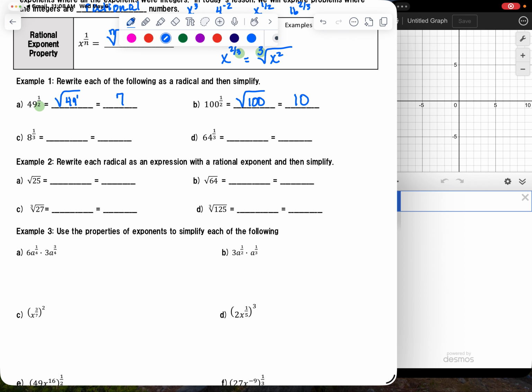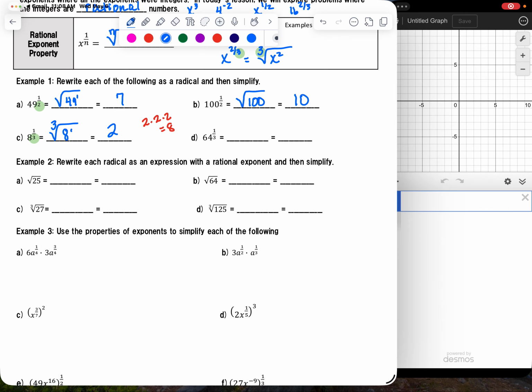Now look at problem C. We have 8 to the 1/3 power. This time our denominator is a 3. So this will be a cube root of 8 to the 1 power. And the cube root of 8 is 2, because 2 times 2 times 2 is equal to 8. All right, pause the video and try problem D on your own.